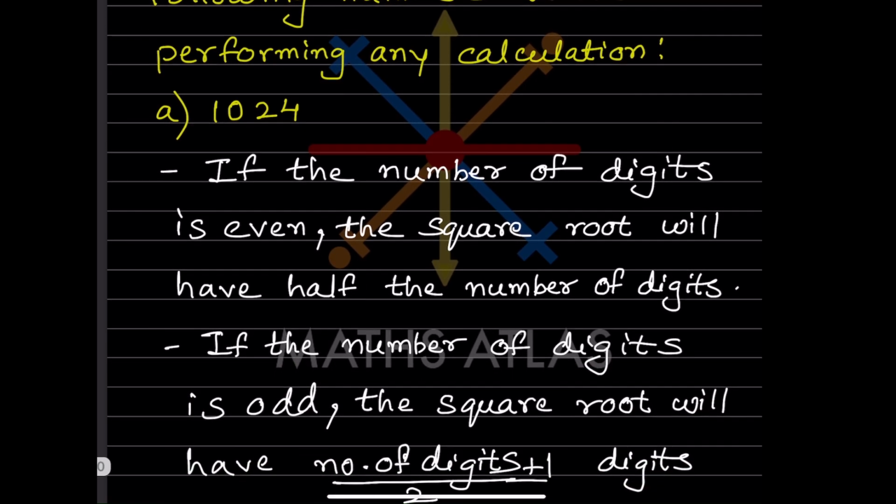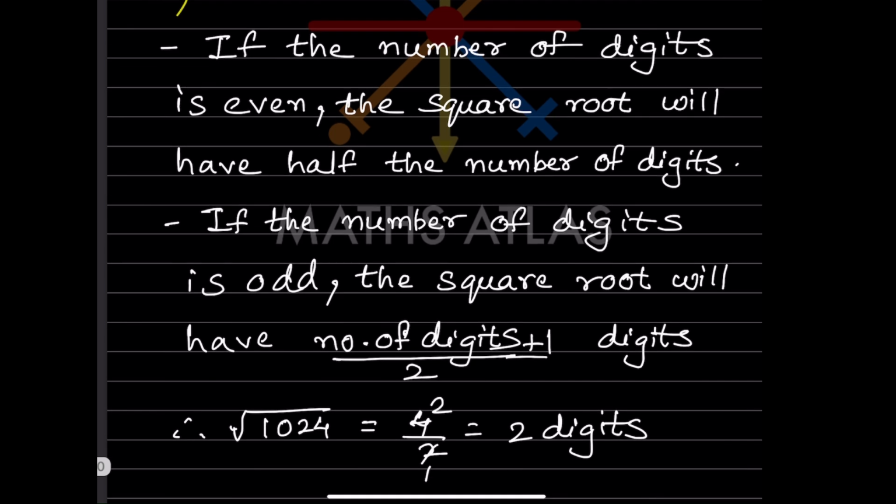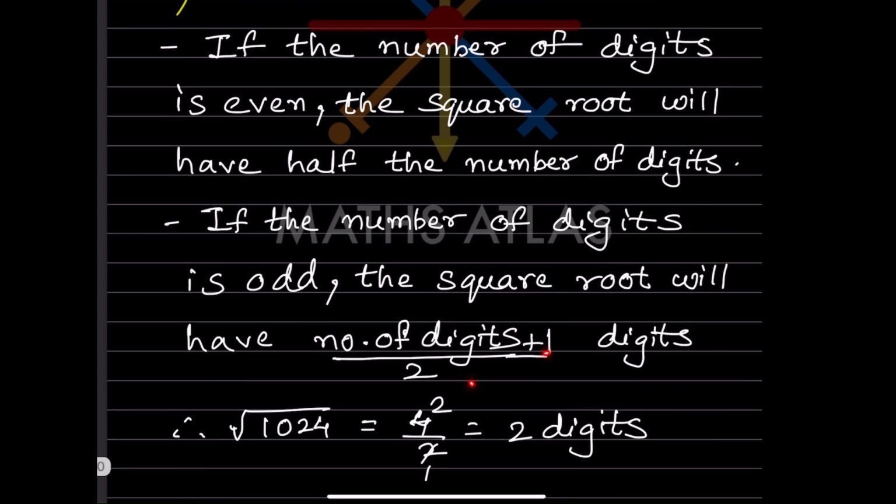Now here there is a rule: if the number of digits is even, the square root will have half the number of digits, and if the number of digits is odd, the square root will have (number of digits plus 1) divided by 2 digits. So these two things you have to remember in this one.